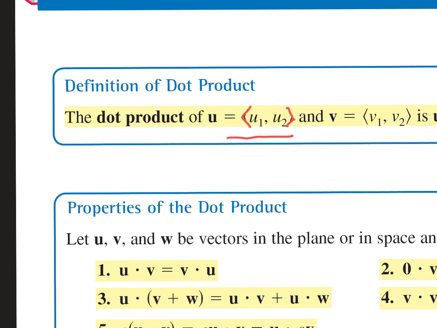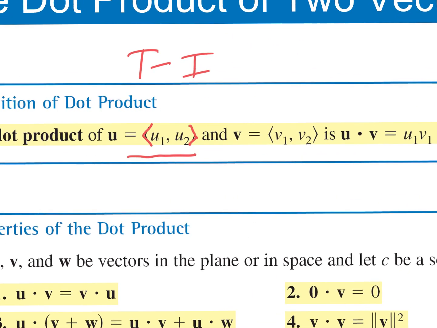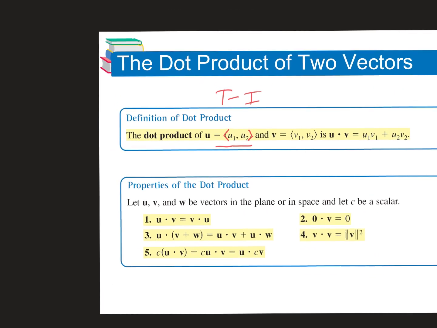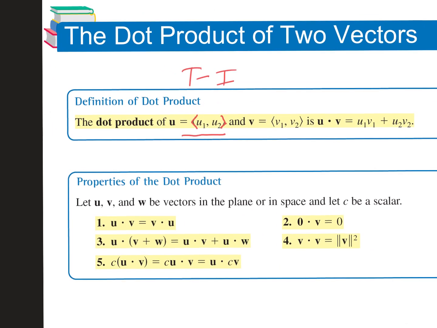How do you find the component form of a vector if you have 2 points? You subtract the initial from the terminal. Terminal minus initial. That's real important. And then once you get that, then you have your vector. So today we're going to talk, and then you guys can add them, you can subtract them, you can multiply them. Today we're going to talk about something called the dot product.